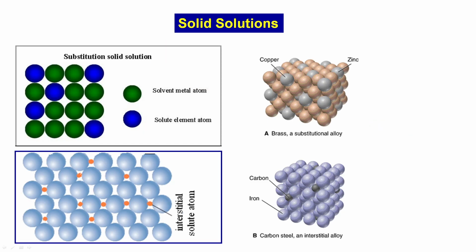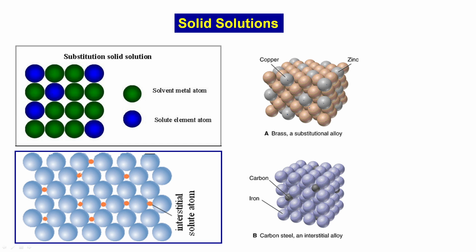Solid solutions can be of two types. One is the substitutional solid solution, where you add an atom which replaces the other atom. Like if I take nickel and replace nickel atoms by copper, then it forms a substitutional solid solution. You can see here copper and zinc also form a substitutional solid solution. On the right-hand side, these grey atoms are zinc atoms, and the other atoms are copper. So, you can have a mixture of two atoms.